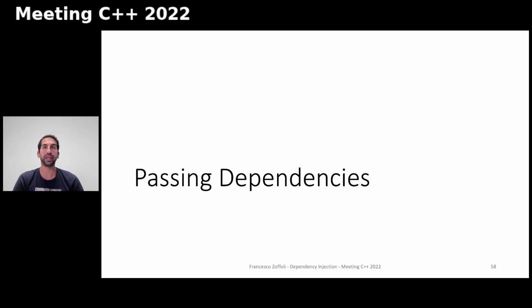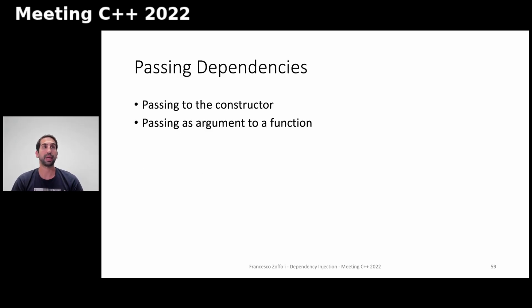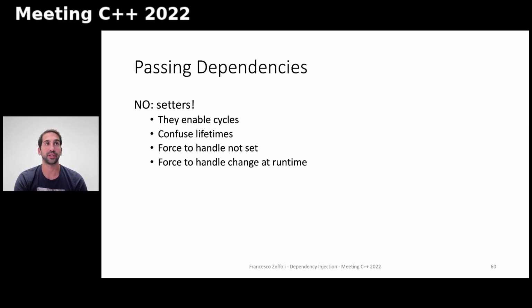All right, so we talked about how we can take the dependencies, and now we can talk about how we can pass the dependencies to the various components. So we have two options. We can pass the dependencies to the constructor, or we can pass the dependency as an argument to a function. The important thing is to not use setters. The setters enable cycles, they confuse lifetime, they force us to handle the case in which the dependency is not set, and they force us to handle the case in which the dependency changes at runtime.